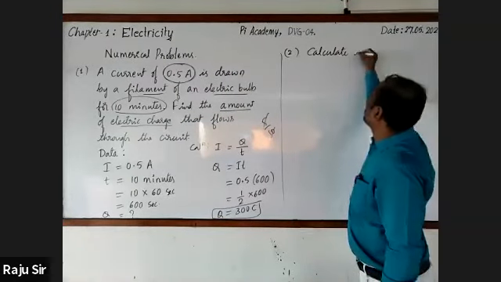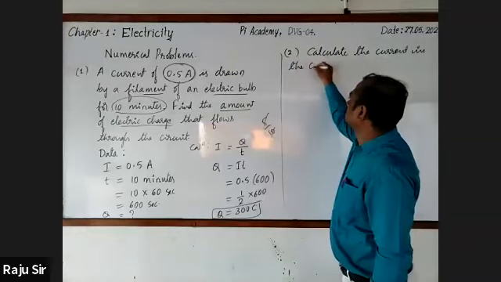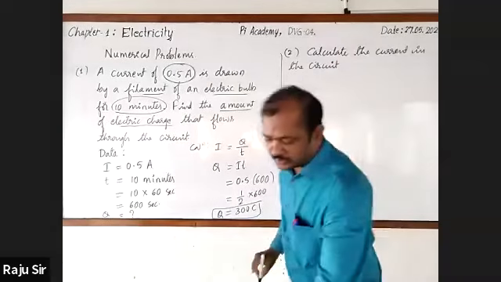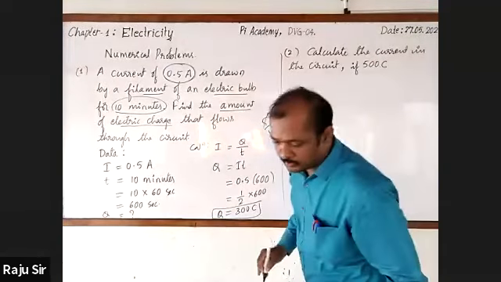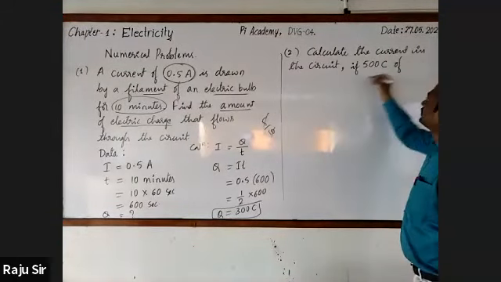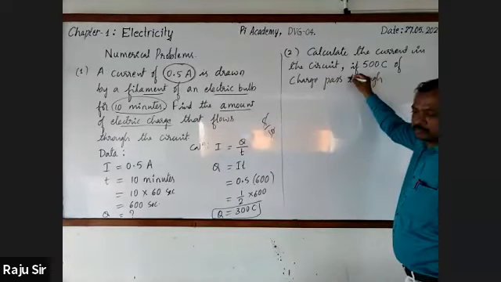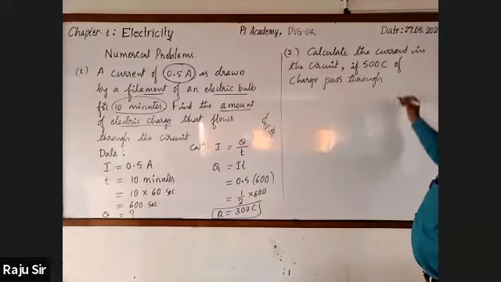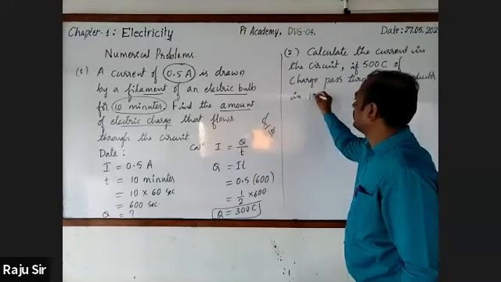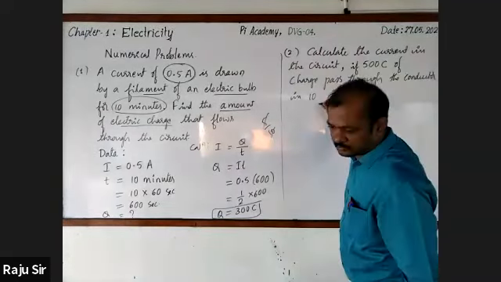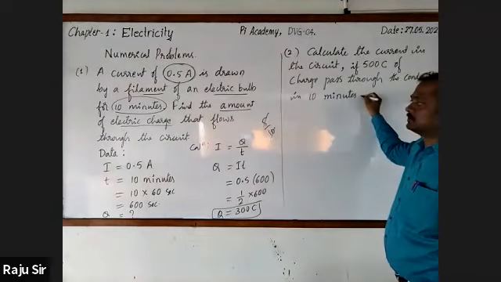Calculate the current in the circuit if 500 Coulomb of charge passes through the conductor in 10 minutes. Again they are given 10 minutes.